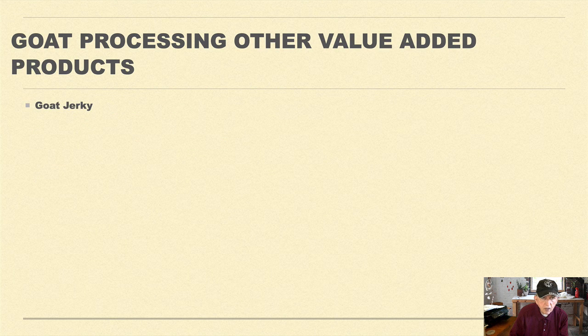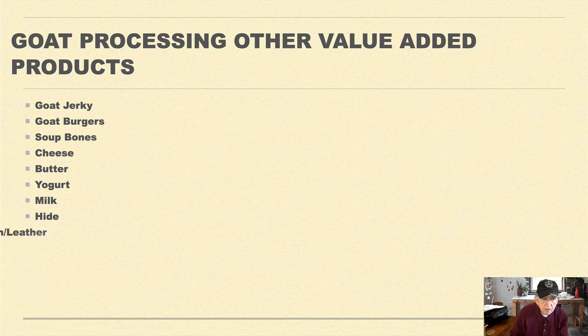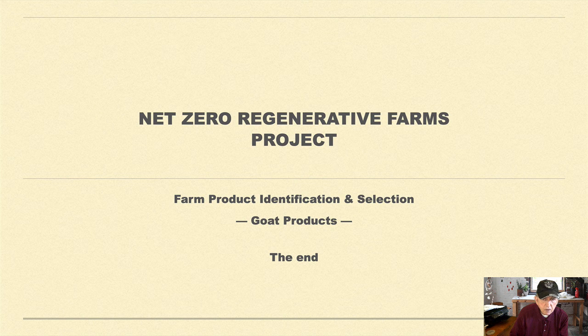Goat processing other value-added products: goat jerky, goat burgers, soup bones, cheese, butter, yogurt, milk, hide, skin or leather, hair, as in cashmere, horns, and dog food. That's the end of the farm product identification and selection of goat products.